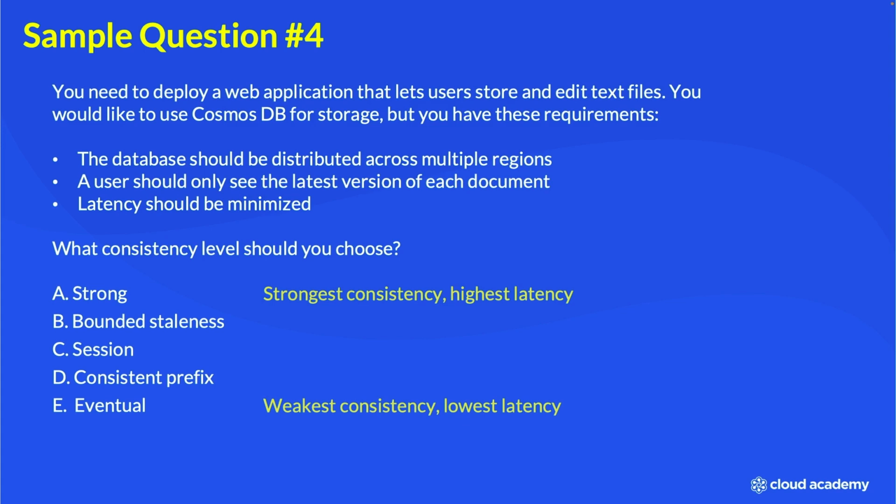So strong consistency is the strongest, as you'd expect, consistency, but it has the highest latency. And the third requirement is that latency should be minimized. So right there, this is looking like maybe this isn't going to be the right answer. The one at the bottom, eventual, has the weakest consistency, but the lowest latency. So at least it meets the latency requirement.